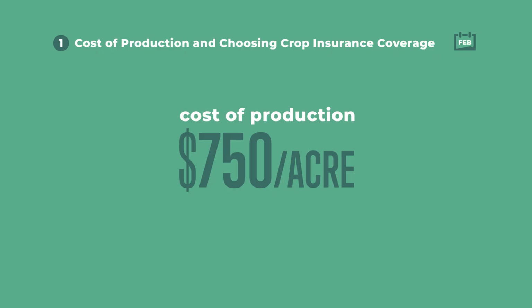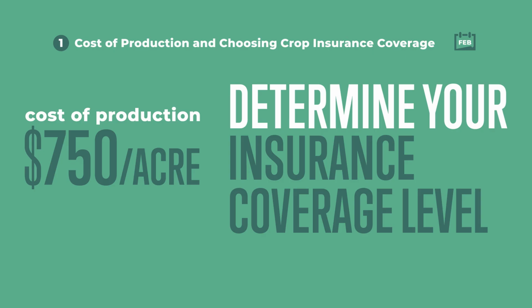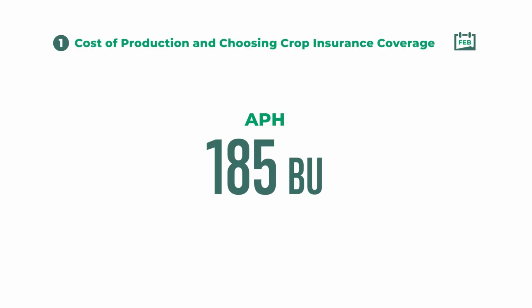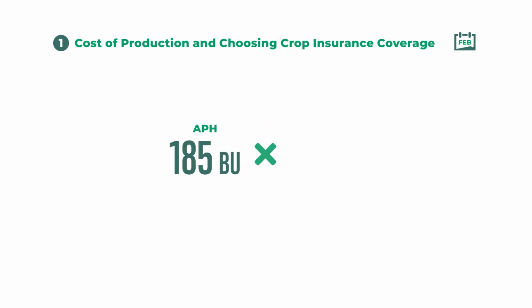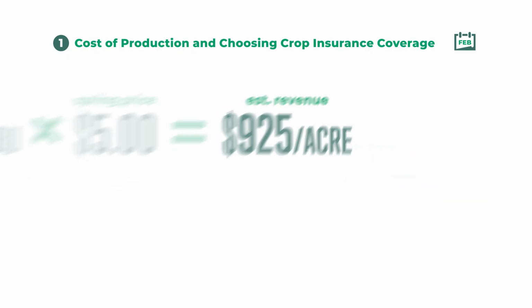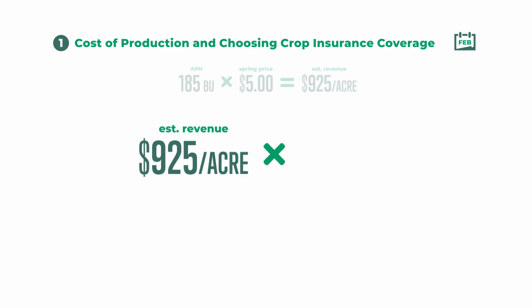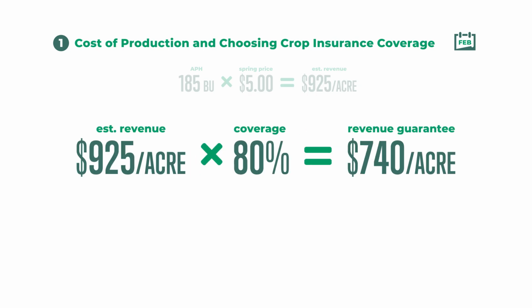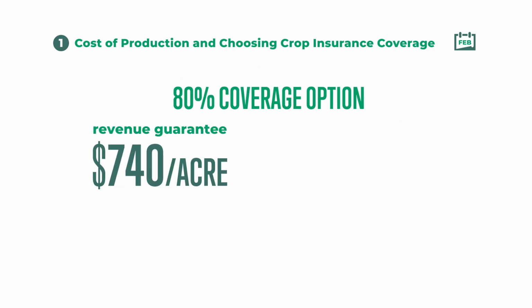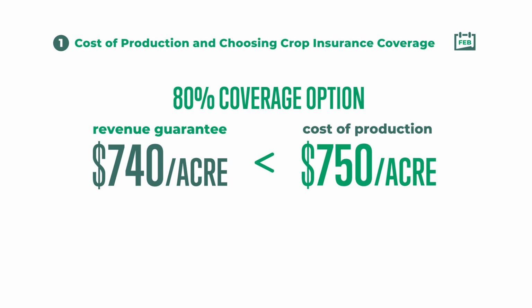Now that you know your cost of production, you can start to determine your insurance coverage level. This farm will use an annual production history, or APH, of 185 bushels, and multiply that by a spring futures corn price of $5, giving an estimated value of $925 per acre. To ensure your operation has adequate coverage, you can multiply this estimate by different coverage percentages to calculate your revenue guarantee. For example, 80% coverage would represent $740 per acre of minimum revenue guarantee. As you can see, this doesn't quite cover your estimated cost of production.